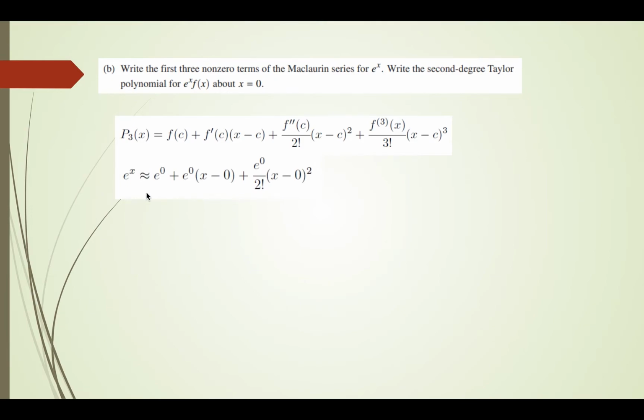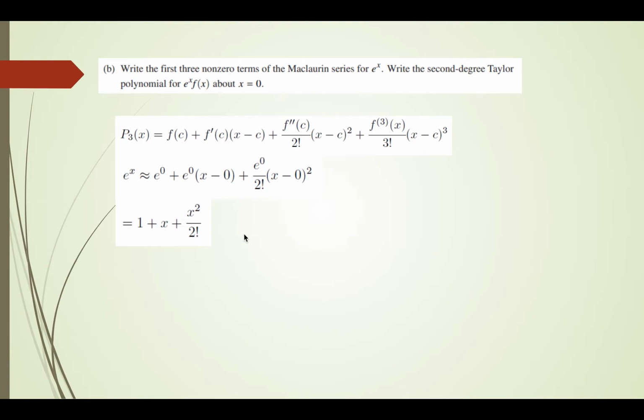And so that's what we're doing here. You're taking your function e to the x, you're plugging in 0, which gives you e to the 0. The derivative of e to the x is e to the x, and you're plugging in 0, which gives you e to the 0, so on and so forth. And I'm stopping here because this will be 1 term, this will be 2 terms, and this will be 3 terms. And that will give us our first 3 non-zero terms. So of course e to the 0 is 1, so you get 1 here, plus 1 times x, plus 1 over 2 factorial times x squared, and these are the first 3 terms.